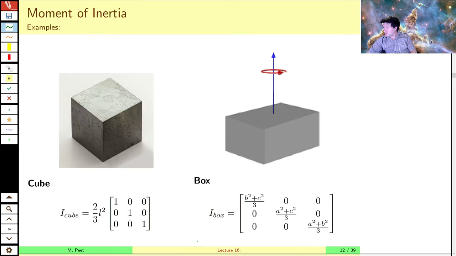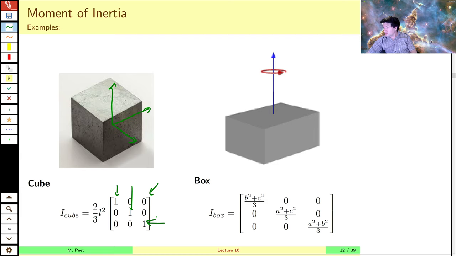A couple of final examples. The cube is interesting because it's similar to the sphere. Its moment of inertia is almost identical to the sphere. It's zeros off diagonal, because there are three planes of symmetry here: XY, XZ, and YZ. And it doesn't really matter where we attach our axes. We could also rotate those axes about any axis by 90 degrees, and it wouldn't change the geometry. And so what we find is that all the principal moments of inertia are the same.